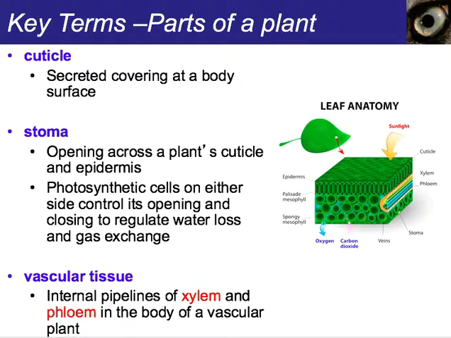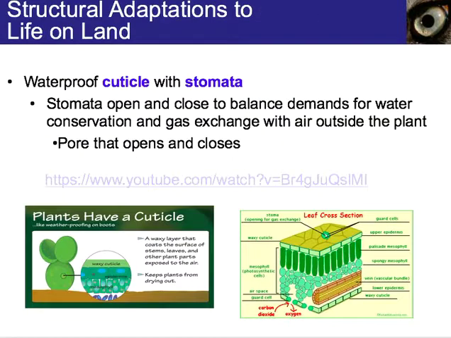The plants also evolved something called a stoma. That's an opening across the plant's cuticle and epidermis. And what it does is it controls water loss and allows oxygen and carbon dioxide to be exchanged in the plant. So oxygen will leave the plant and carbon dioxide will go into it. And then it also contains something called vascular tissue. And vascular tissue is just like the vascular tissue inside of us. It's internal pipelines. The two types of vascular tissue you need to know about in plants are the xylem and the phloem. So let's talk about the cuticle first.